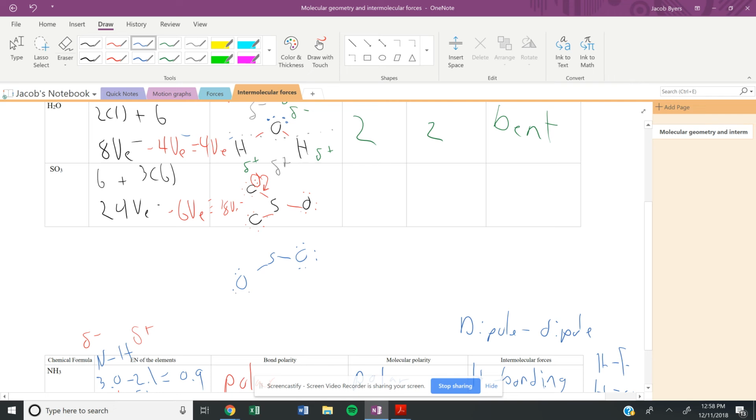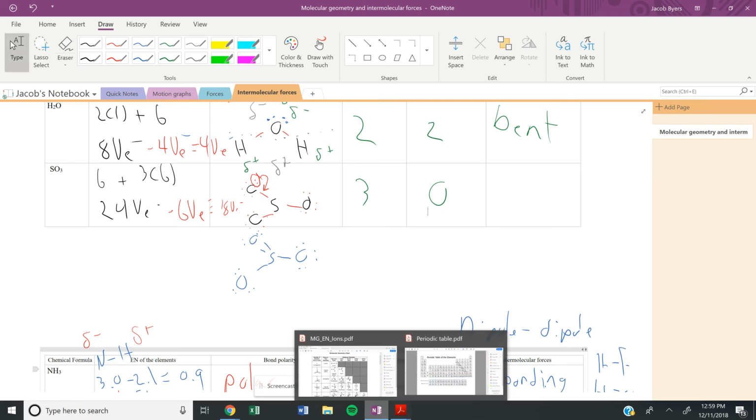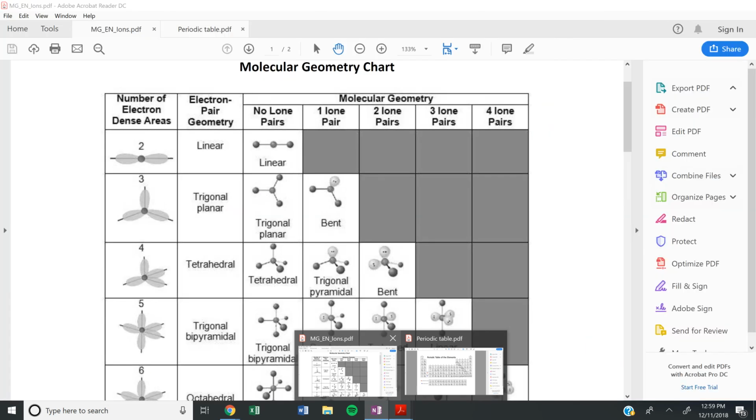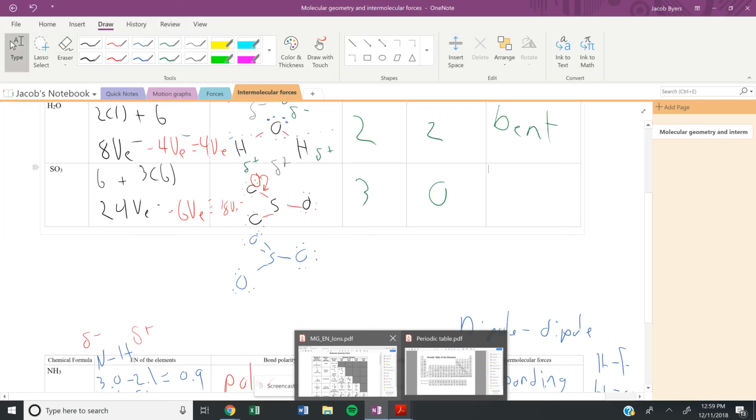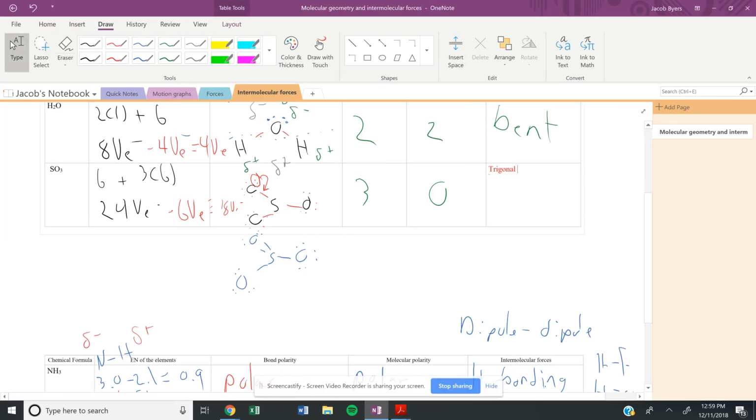1, 2, 3, 4, 5, 6, and double bonded to that last oxygen, okay? So we now have 3 atoms bonded to that middle, 0 lone pairs. You go to your chart and see that 3 areas with no lone pairs gives us a trigonal planar molecule. Okay? Trigonal planar.